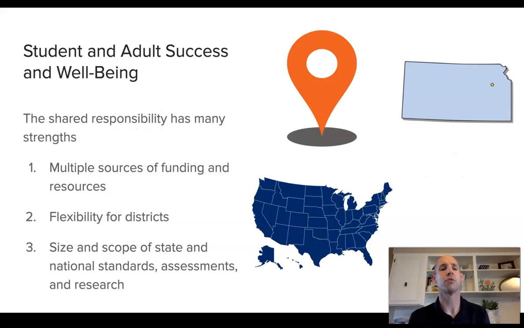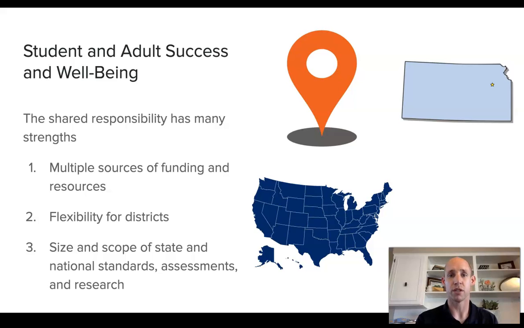So how does this all contribute to student and adult success and well-being? The shared responsibility here is the strength, and that's definitely a foundational piece of the United States governing system, but there's multiple sources of funding and resources. That helps if you get a group that is strapped for cash, whether that's a local school board or a state that has cut education budgets. There's multiple places where that funding can come from. It's not entirely dependent on one source of funding.